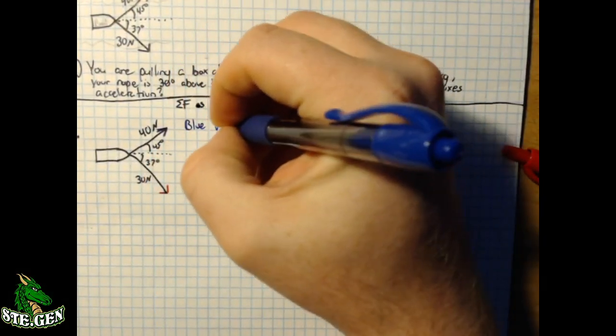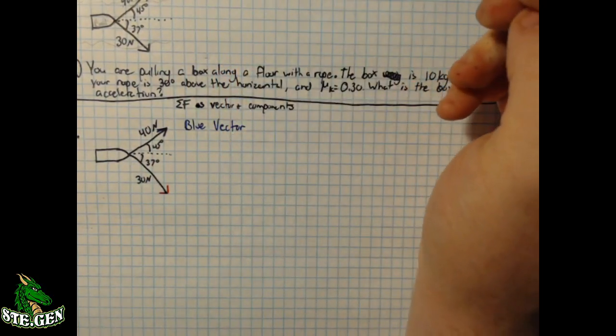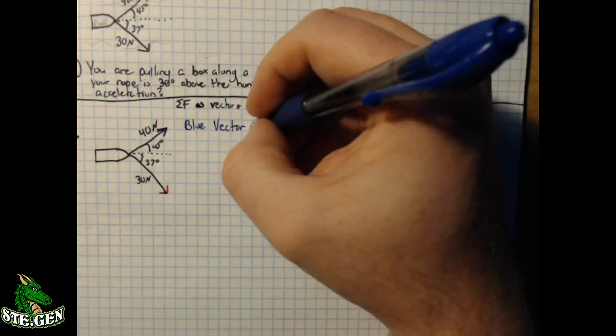blue vector. How's that blue come across? Yeah, it looks kind of blue in the writing at least.